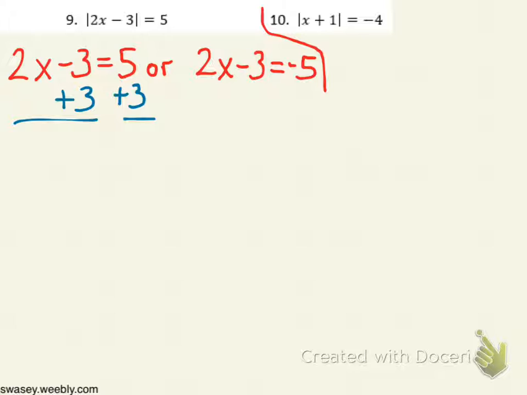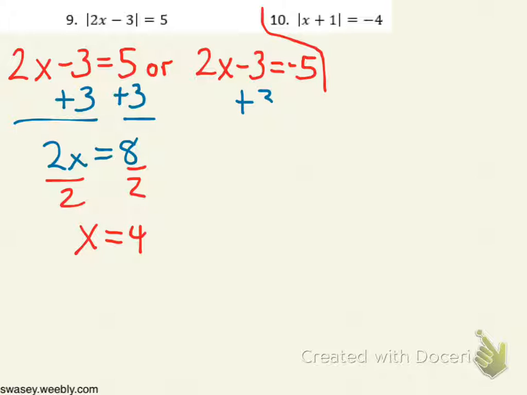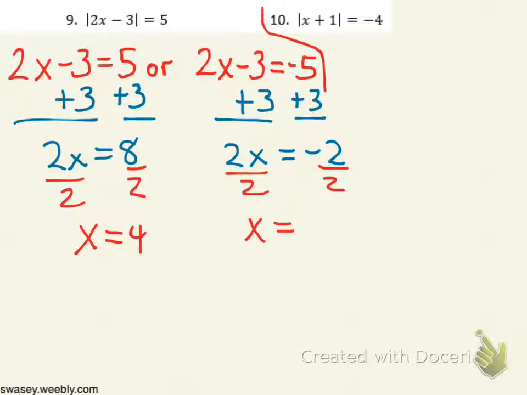To get rid of minus 3, add 3. So we have 2x equal to 8. To get rid of multiplying by 2, divide by 2. And so we have x equal to 4. For the other equation, to get rid of minus 3, add 3. So you have 2x equal to negative 2. Get rid of multiplying by 2, divide by 2. And so x equals negative 1.